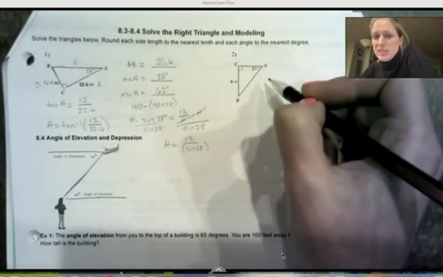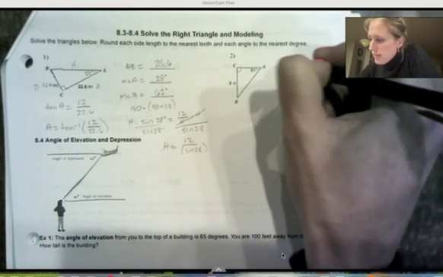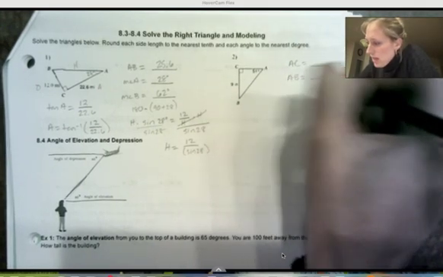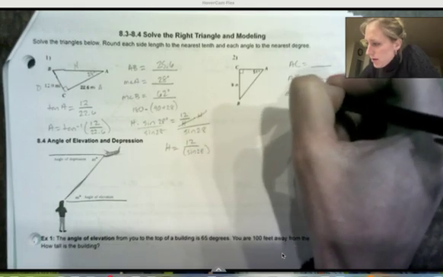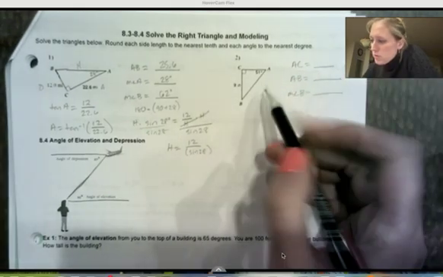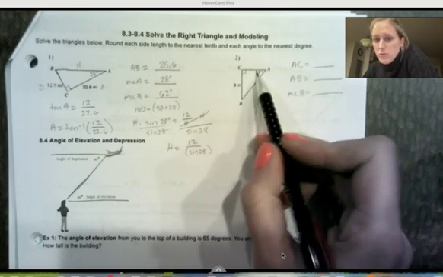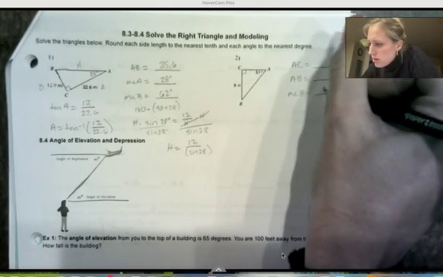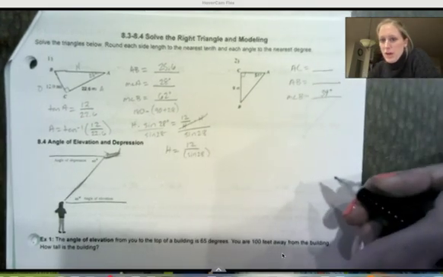So I need to find missing sides and missing angles. I'm trying to find side AC, side AB, and then the measure of angle B. Now angle B is pretty quick. Again, I can subtract those two from 180. I get 39 when I do that.